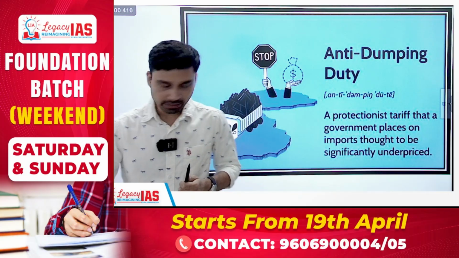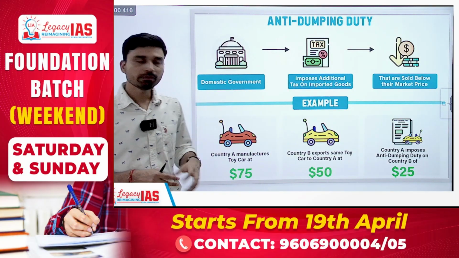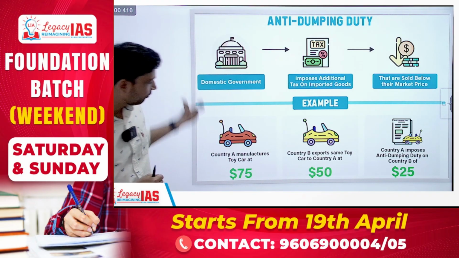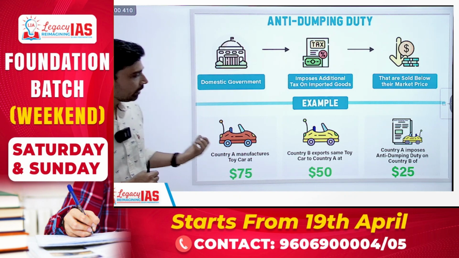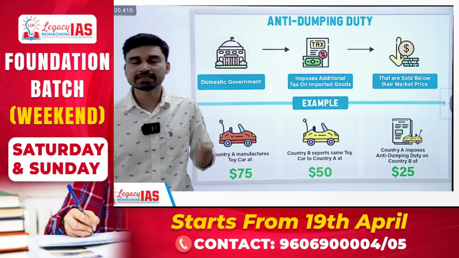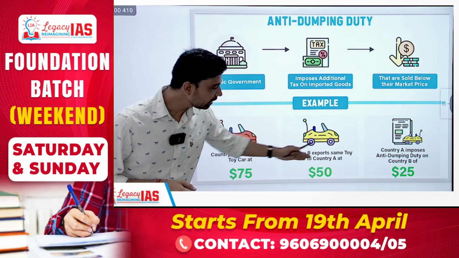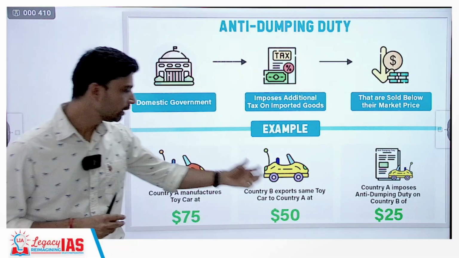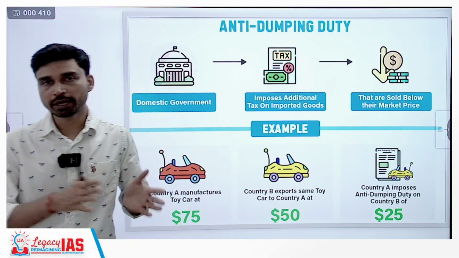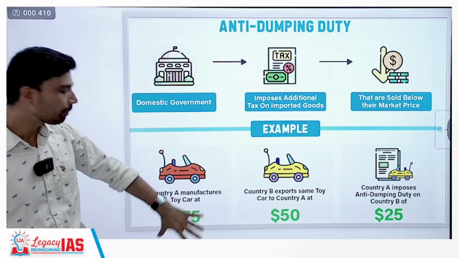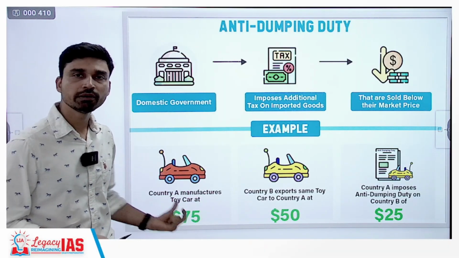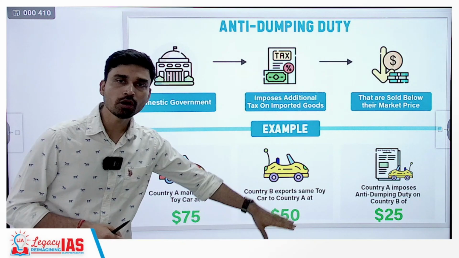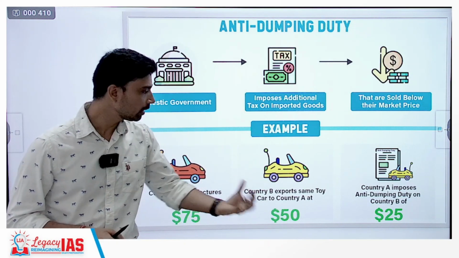Let us try to understand this with an example. Suppose there is a country A that manufactures a toy car at a total value of $75. That is the domestic country in our example. Then there is another country B that produces the exact same toy car, but at a very low value of just $50. Now suppose the government of country A allows the toy car originating from country B to enter its territory without any restriction. Obviously, all the toy car producers producing here at $75 will lose their competitiveness, because for the same product people will be paying $50 and will be consuming the toy car from this particular country.